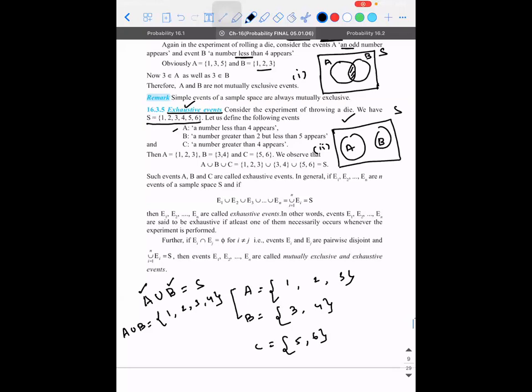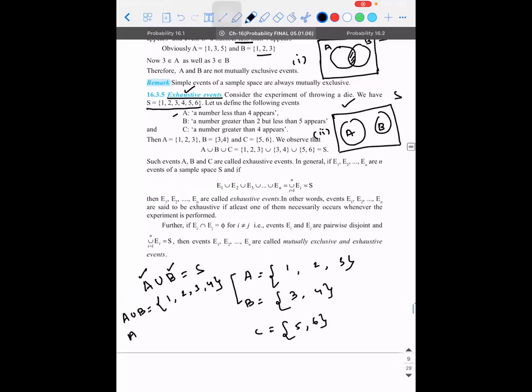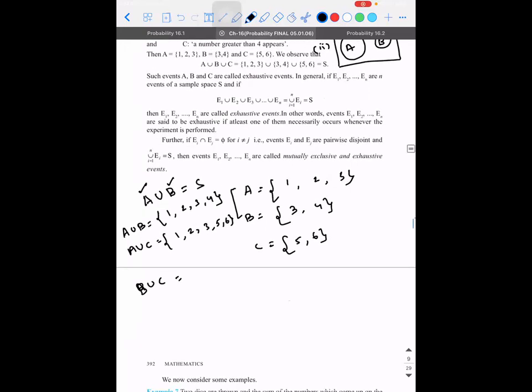1, 2, 3, 4. If I find the union between A and C, what am I going to get? 1, 2, 3, 5, 6. If I take the union between B and C, I'll get 3, 4, 5, 6.